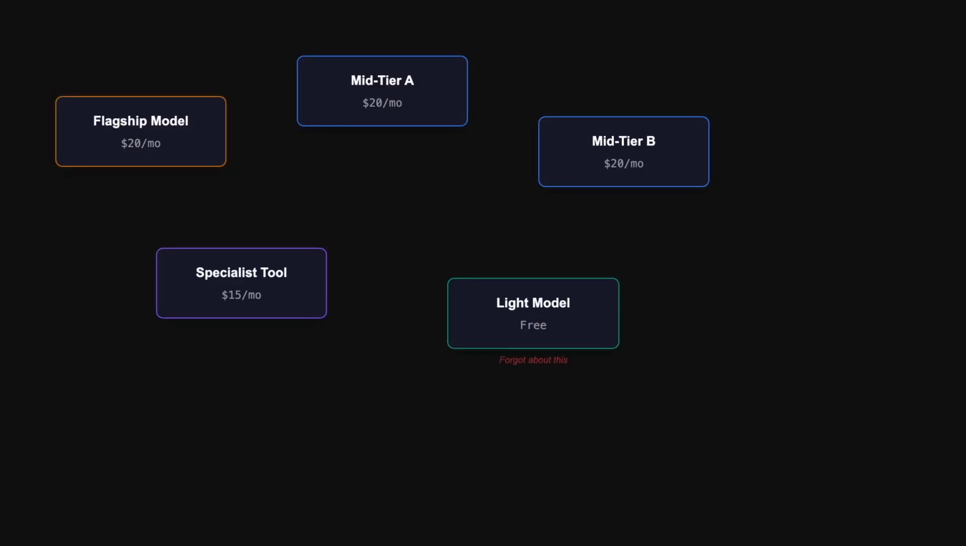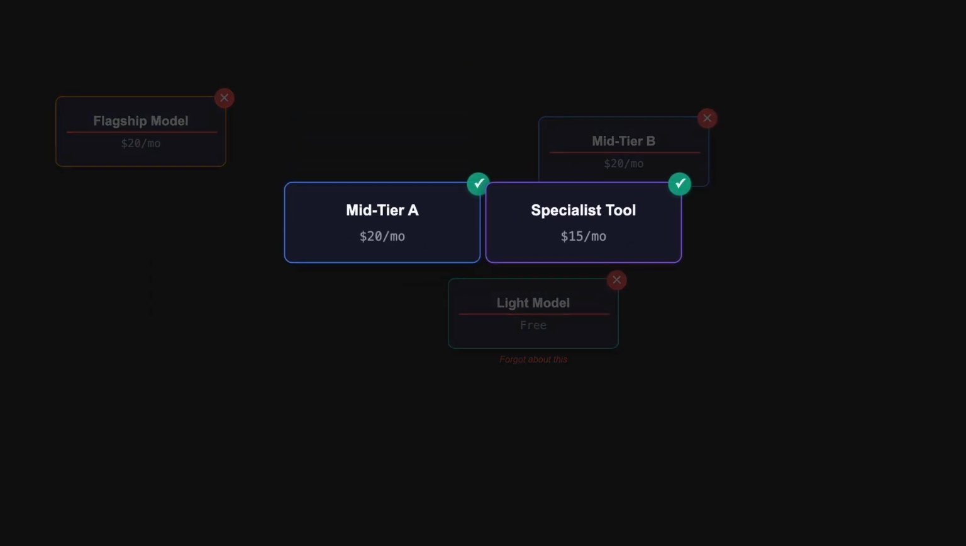Two mid-tier tools doing exactly the same job. And a specialist tool she used twice, and a light model she had forgotten about completely. She hadn't chosen badly. She had simply never asked, what tier is this tool and what's it best suited for? And do I already have this capability covered and I'm not using it within my current subscription?